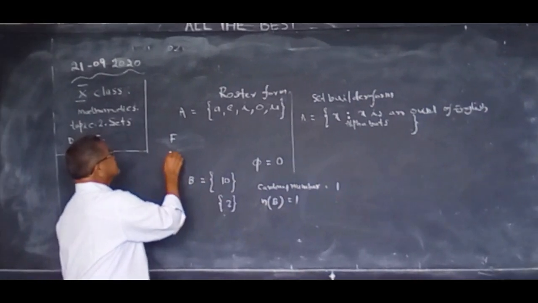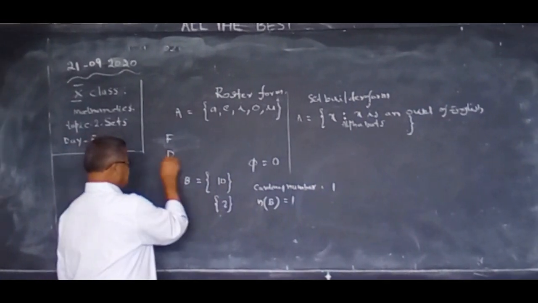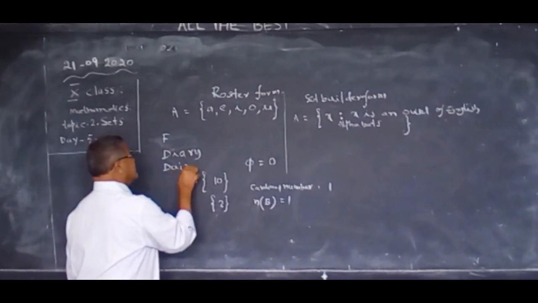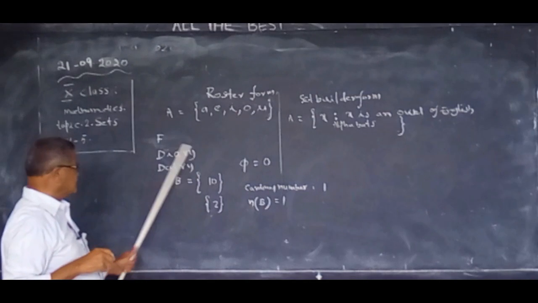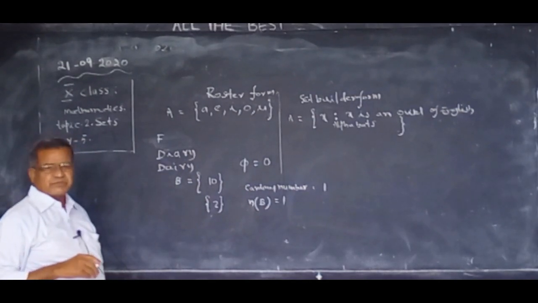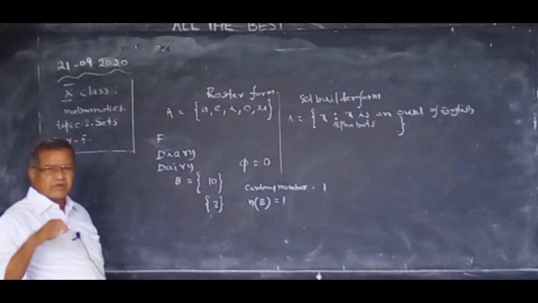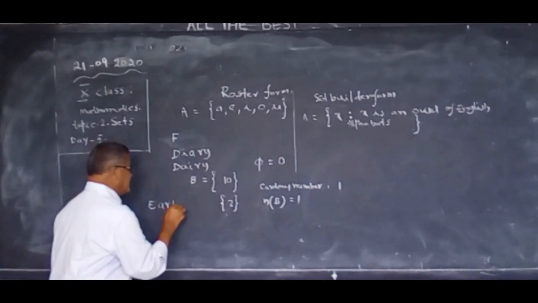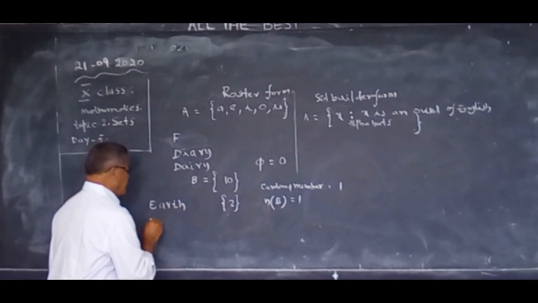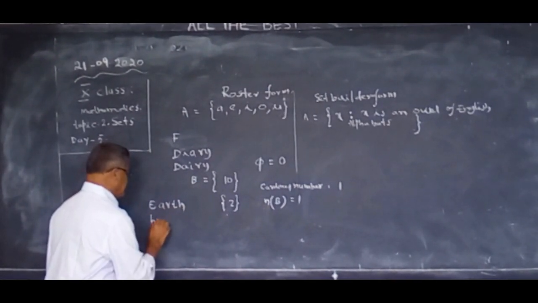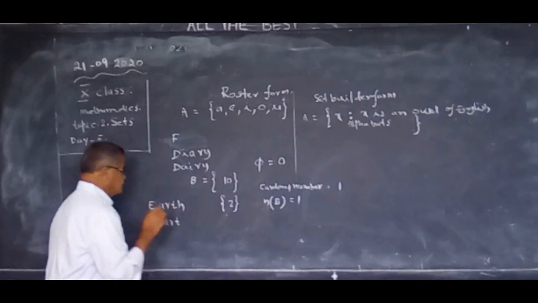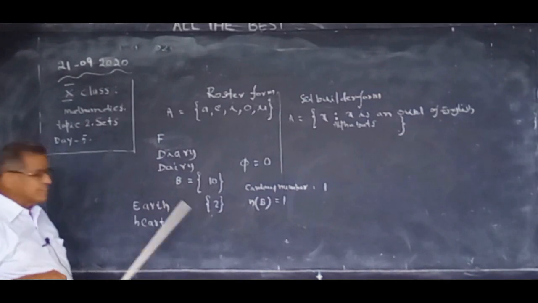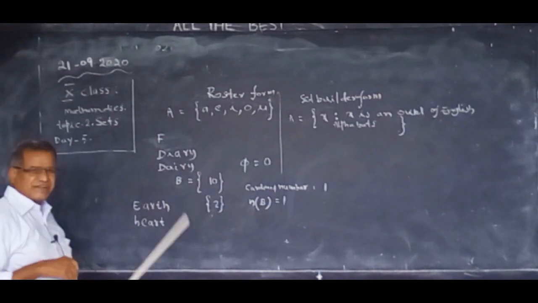Next, diary: D-I-A-R-Y, D-A-I-R-Y. Of course, earth: E-A-R-T-H, hearth, and heart: H-E-A-R-T. Same elements. The elements are the same, but the words are different.